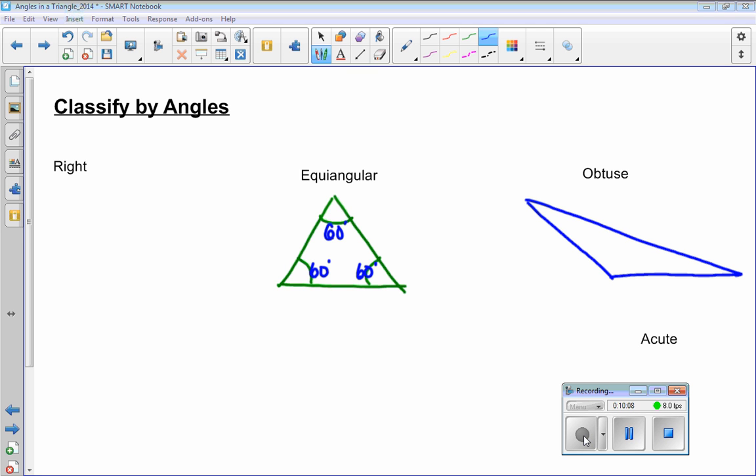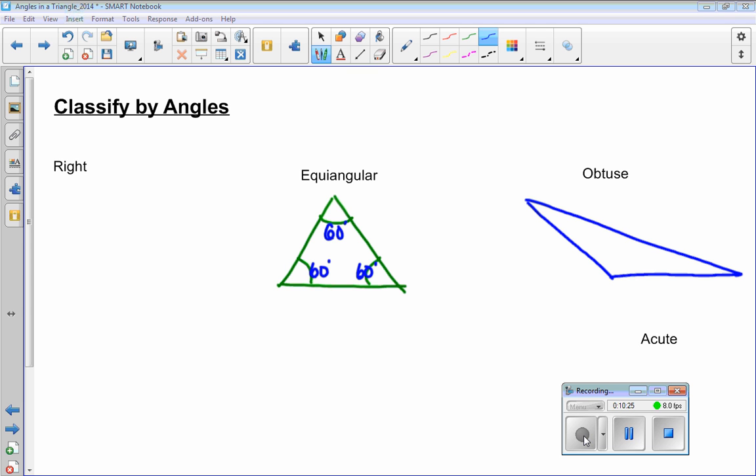Perfect. One of the angles, and notice he said one, because only one of them can be bigger, right? If you had two really big angles, it wouldn't make a triangle. Okay? So we have one obtuse angle. Let's make it obtuse. Give me a measure that would work.